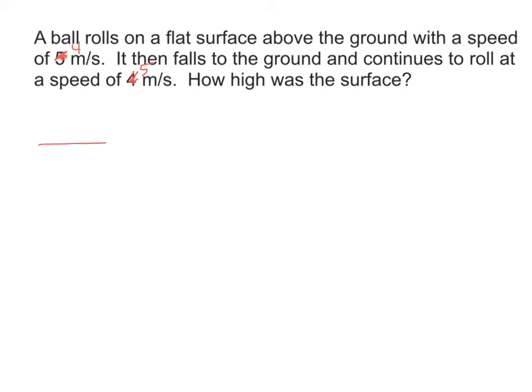So when we draw our diagram, you've got the ball rolling across the surface, and then it's going to fall to the ground and roll faster. I'm going to label this A and that B. This is my given and find.